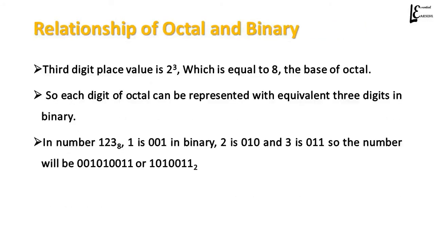Octal has same kind of relationship with binary number system too, because 8 is 2 power 3. Each digit of octal number system is equal to 3 digits of binary number system. For example, in number 123, 1 can be represented with 001. In binary, 2 is 010 and 3 is 011. So the number will be 001010011. We can drop leftmost 2 zeros and the number will be 1010011.